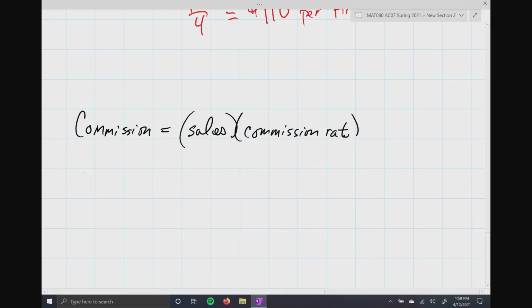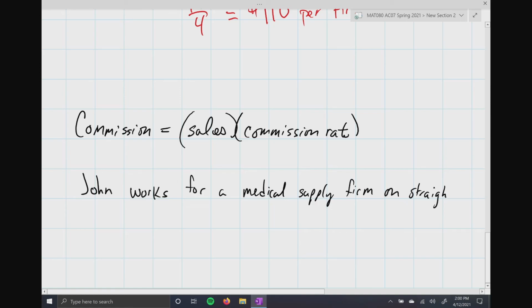So, John, sorry, I'm really using myself a lot today. John works for a medical supply company. You always hear people like that: oh, what do you do? Sales. What do you sell? Medical supplies. So John works for a medical supply firm on straight commission, which means I do not have an hourly rate. If I go to work and I don't sell anything, my paycheck is $0.